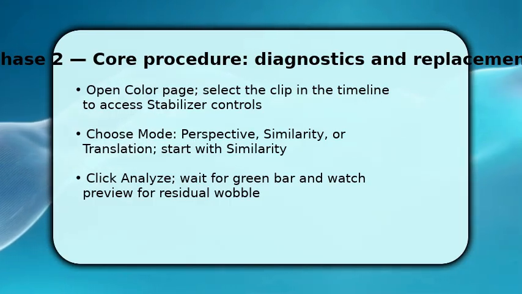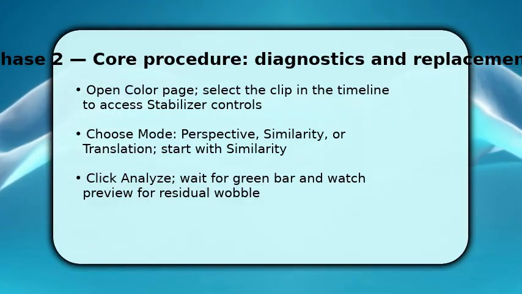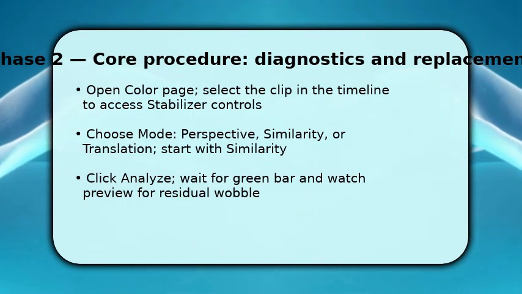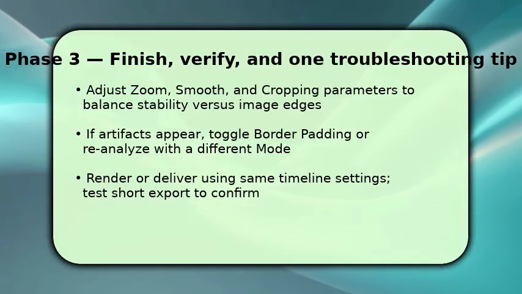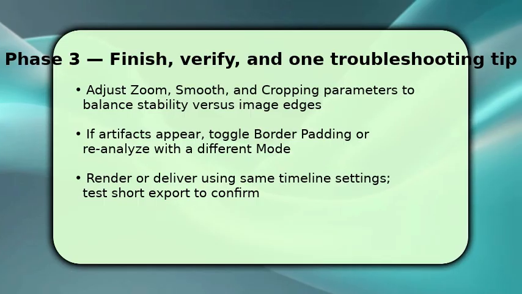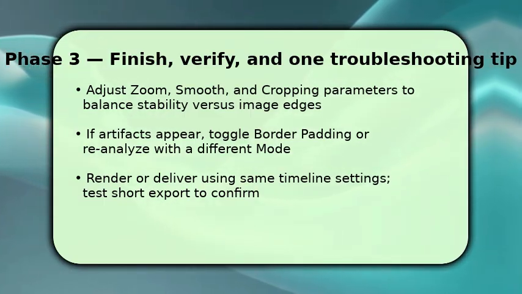If you notice cropping or warping, pause and adjust mode or zoom settings before final render, because that changes how the algorithm compensates. Finally, refine the results by tweaking smooth, zoom, and cropping so you balance stability with image integrity. Increase smooth for steadier motion, but watch for excessive zoom.